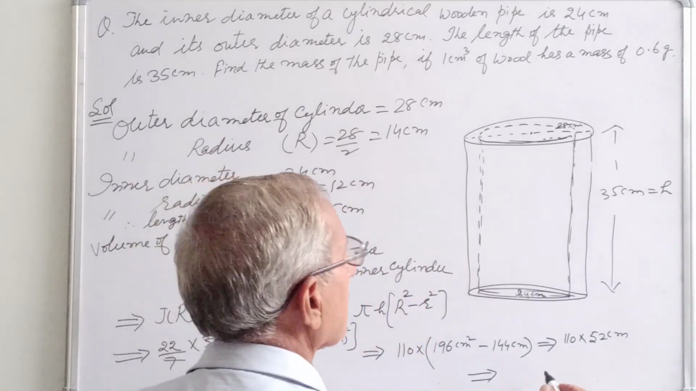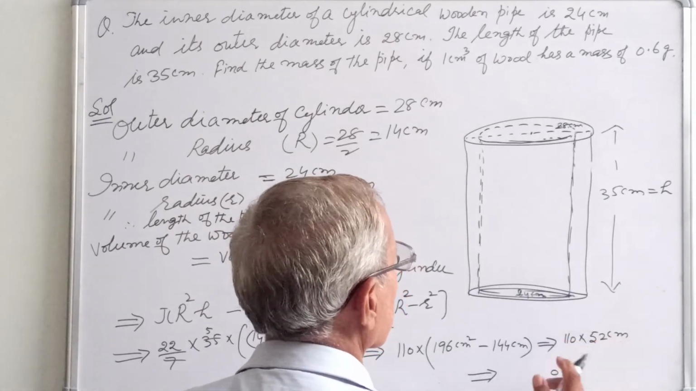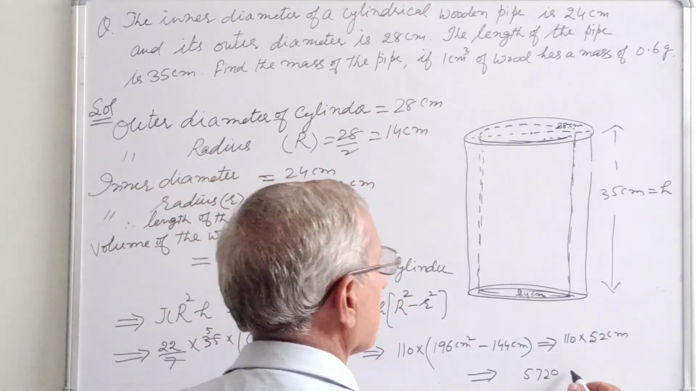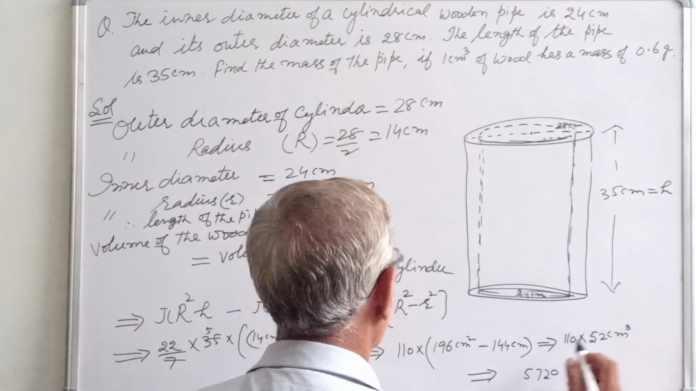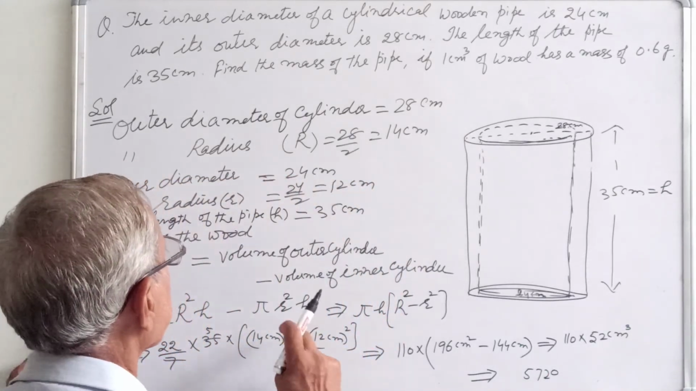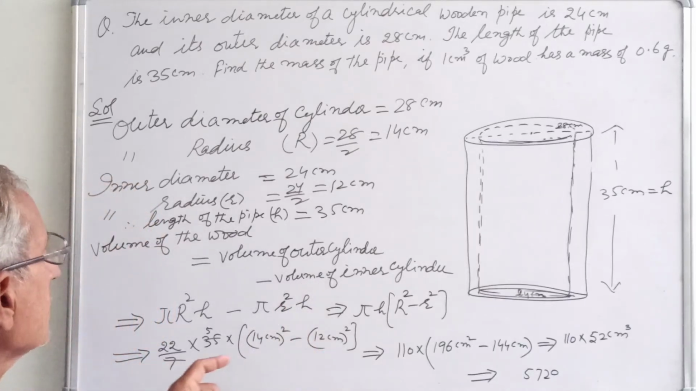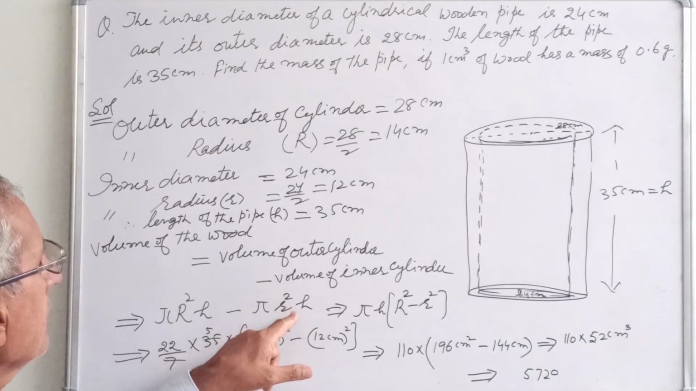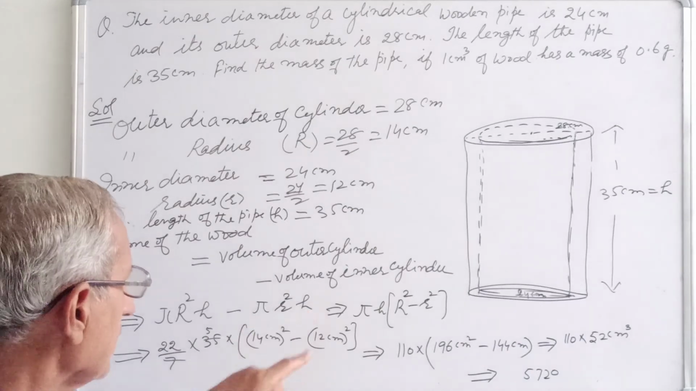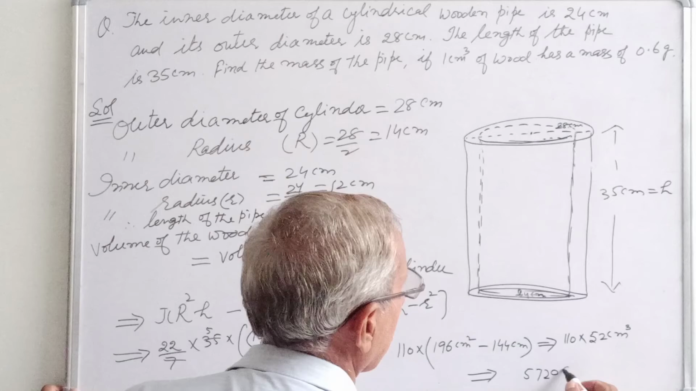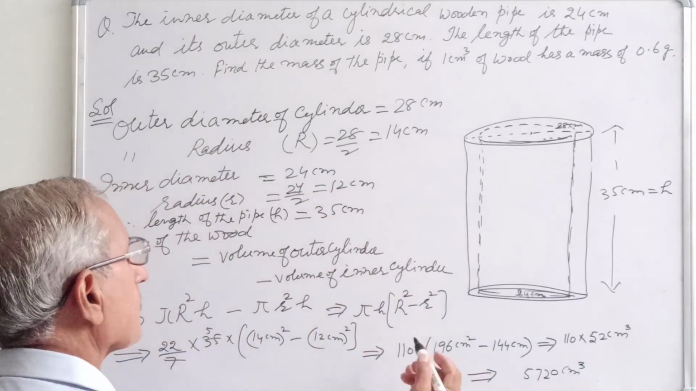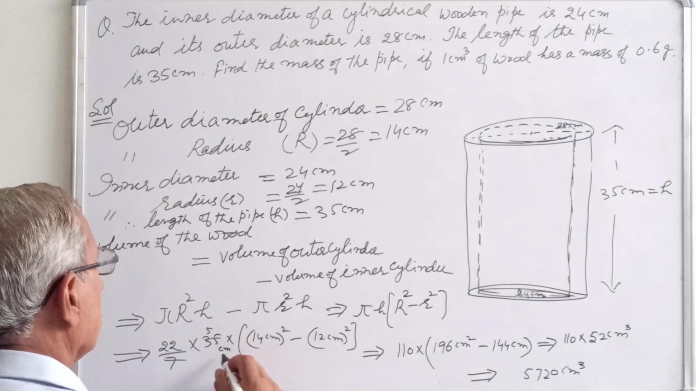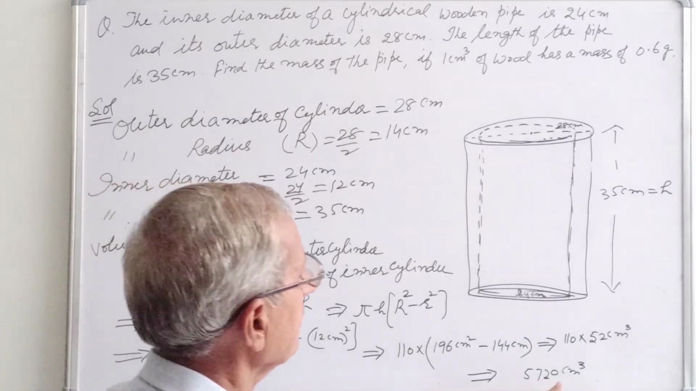The volume of the wood will be 11 into 2, 2, 5720 centimeter cube, because the dimensions here were used thrice, r twice and one dimension in the h, so it will come as centimeter cube. So this is the volume of the wood.